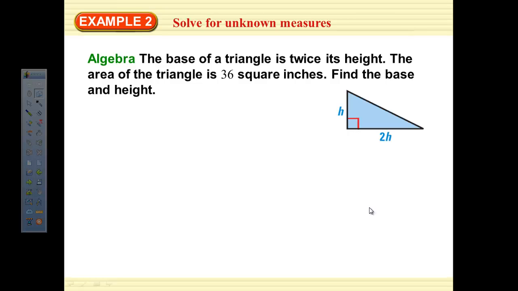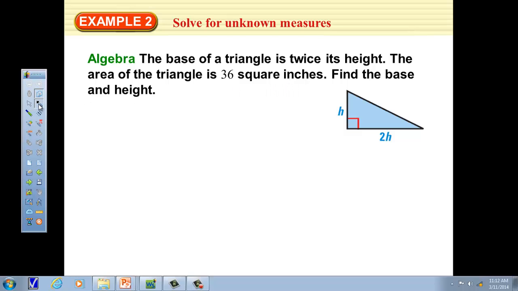We're now looking at examples 2 and 3 in section 1 of chapter 11. For this first problem, it says the base of a triangle is twice its height and the area is 36 square inches. So we want to find the base and the height.